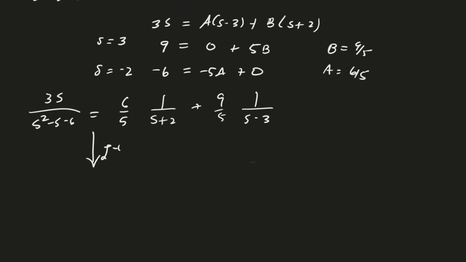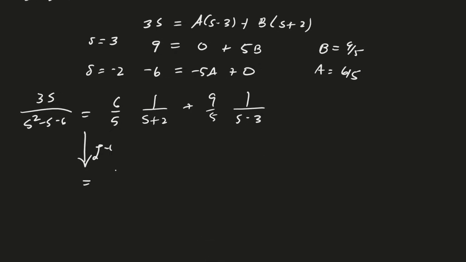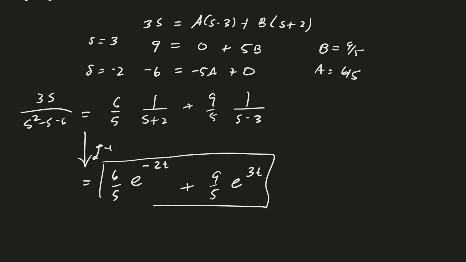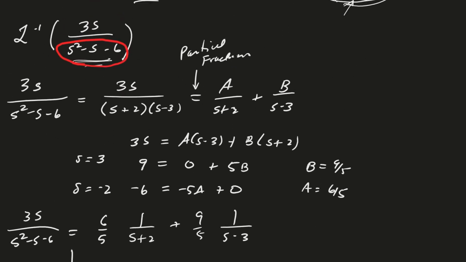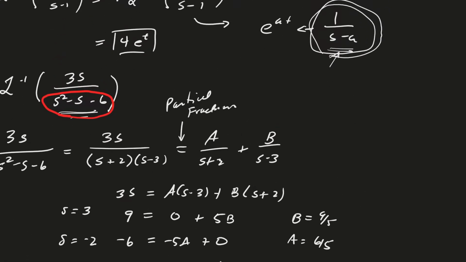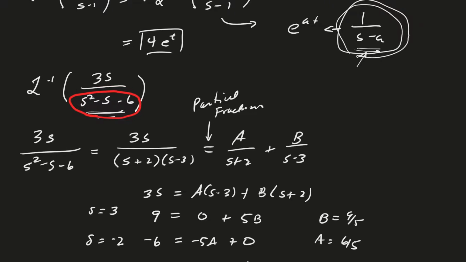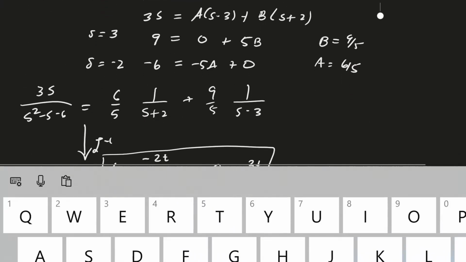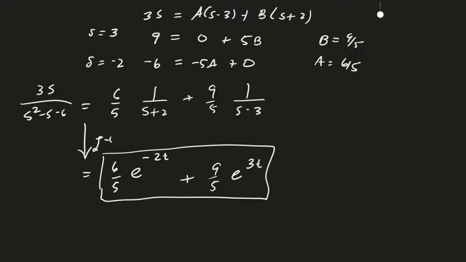And so this will be 6/5 times e to the minus 2t. Let me make that clearer. Plus 9/5 times e to the 3t. And so there we go. So in this case, again, just to remind us, in the case where we have a factorable denominator, we want to go ahead and factor it and use partial fractions to do the decomposition.